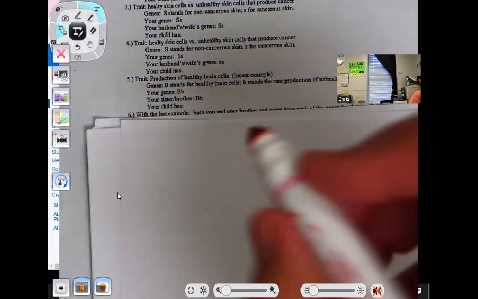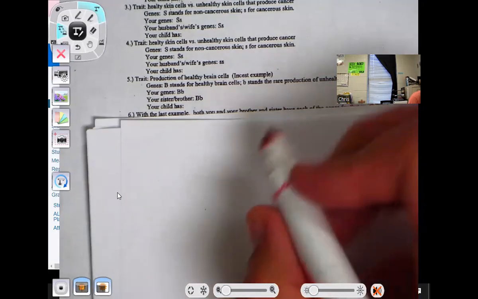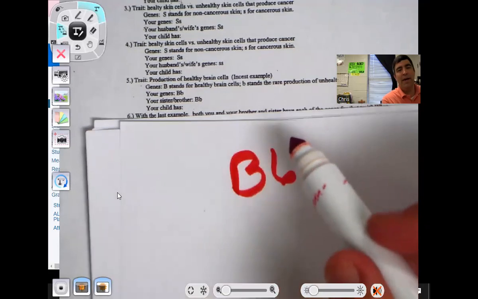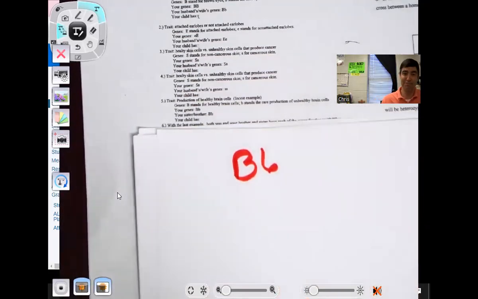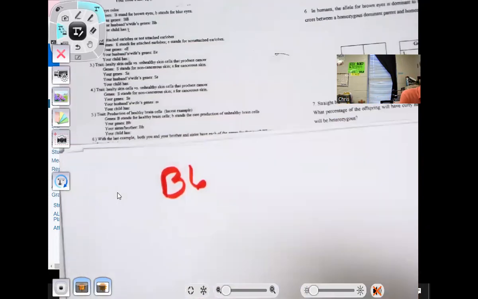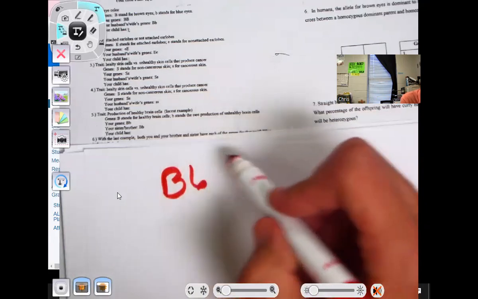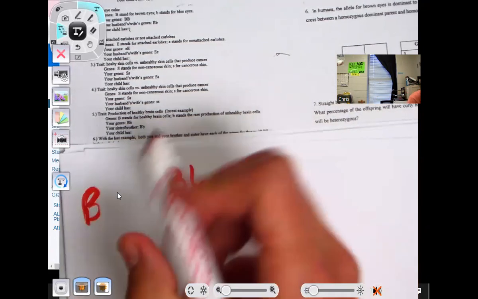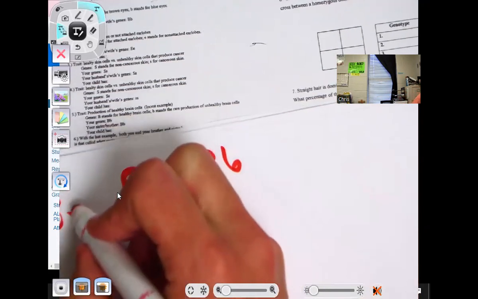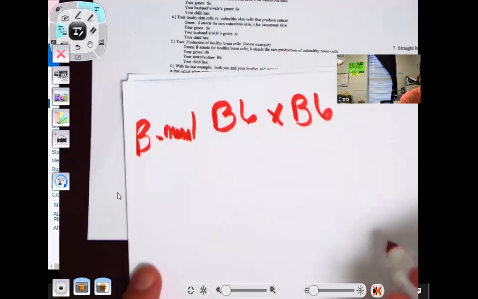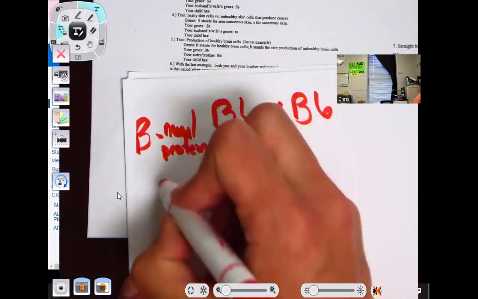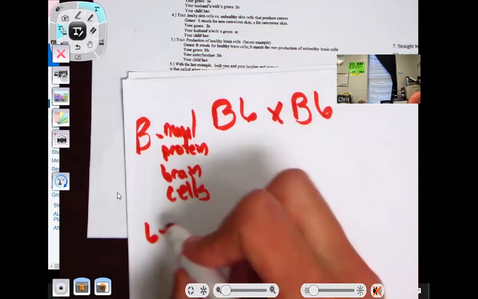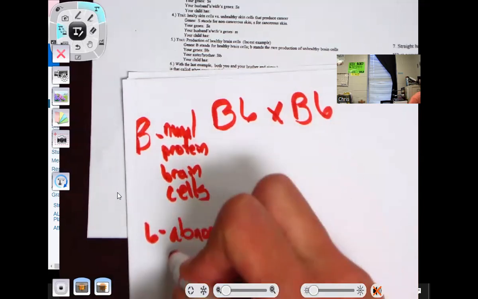We can do that, but we also write the parents' genes. That's exactly right. Big B, little b. That is your genes. Let's say you decided to marry your brother or sister. That's disgusting. And your brother and sister has the same genes, big B, little b. We said big B stands for, what does it stand for? Just as a reminder: healthy or normal brain cells, or normal protein for those brain cells. And the little b stands for abnormal brain cell protein.